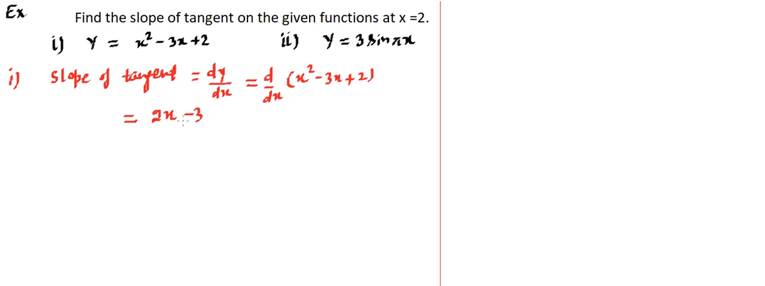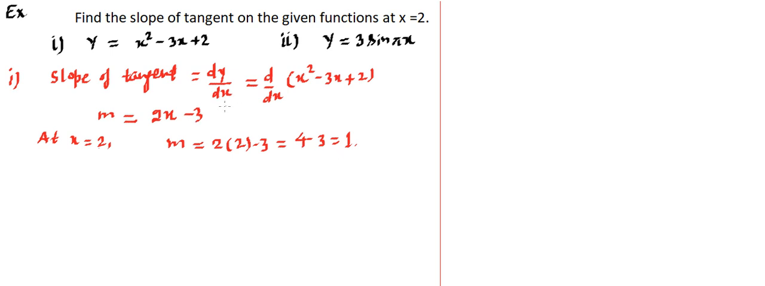So this 2x minus 3 is the slope of the tangent at any x, but we need to find it at x equal to 2. Let's say we are writing the slope by m, so whatever x we have chosen, we need to substitute that x. At x equal to 2, m will become 2 into 2 minus 3. So this will become 4 minus 3, which is equal to 1. So the slope is 1, or you can say tan theta is 1.